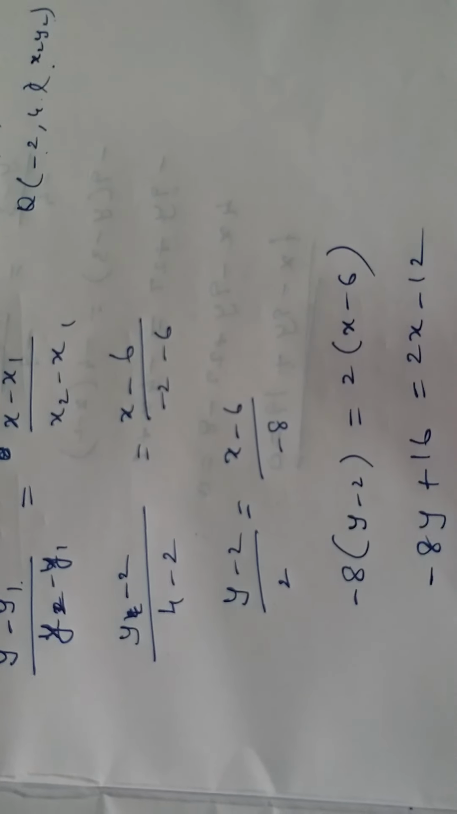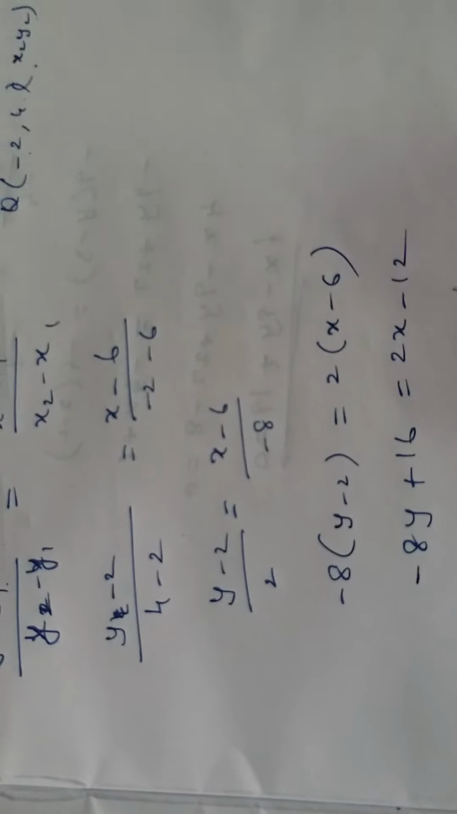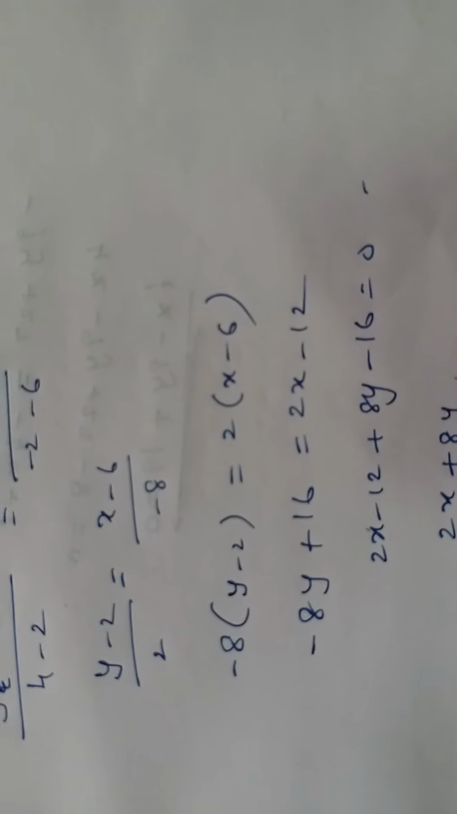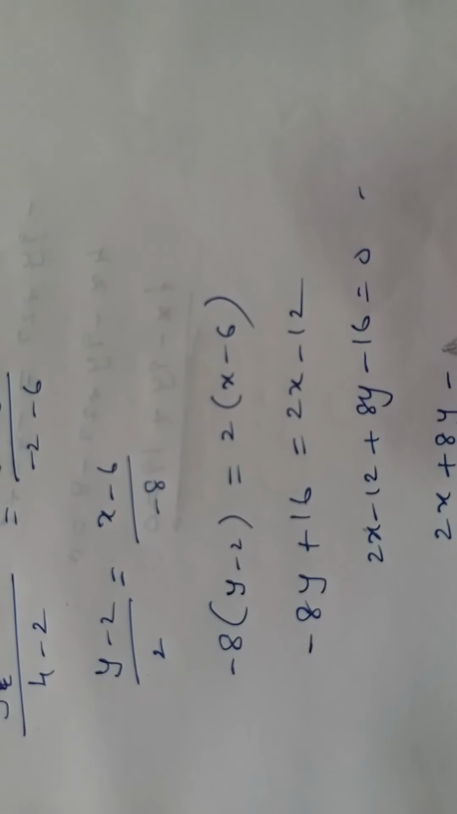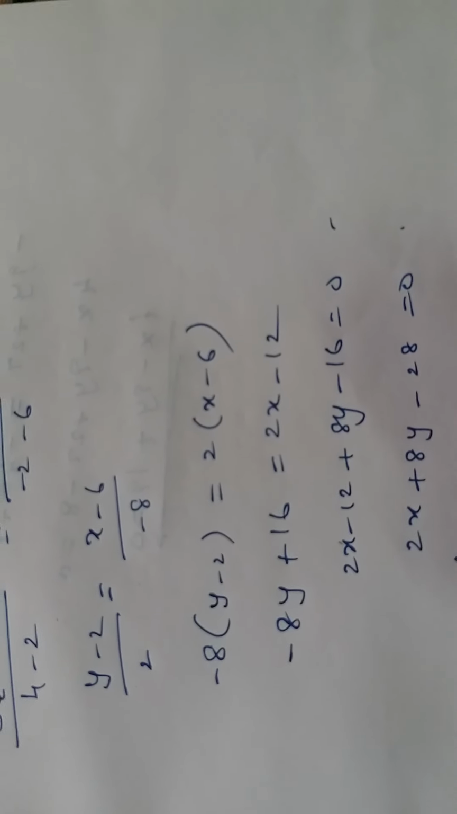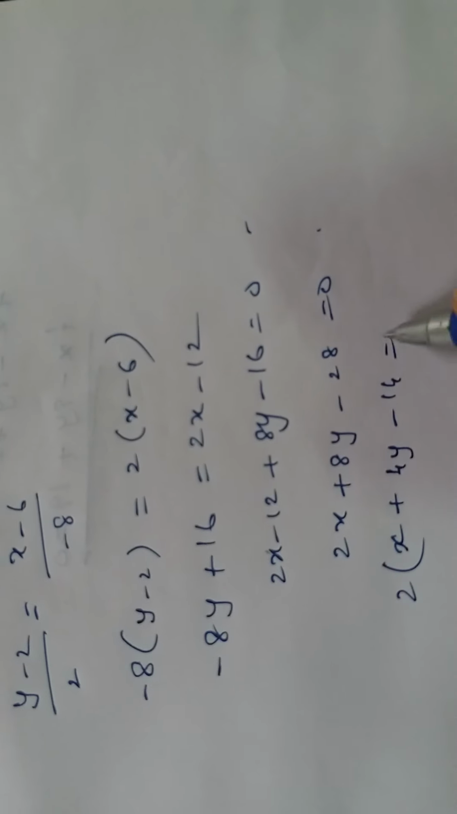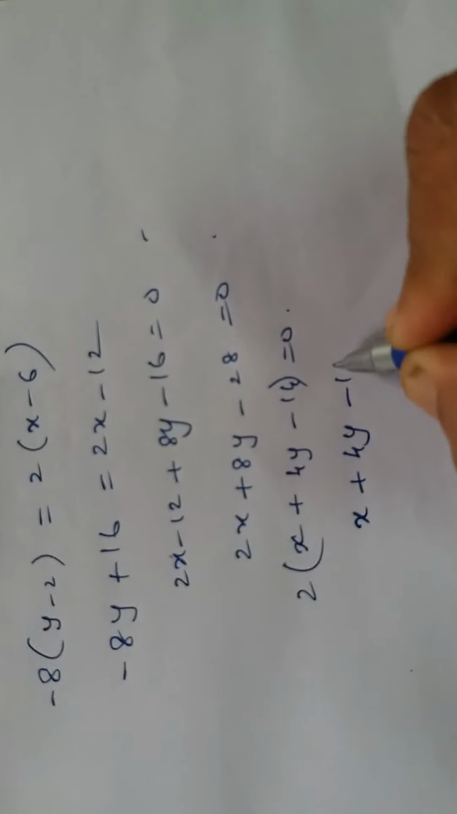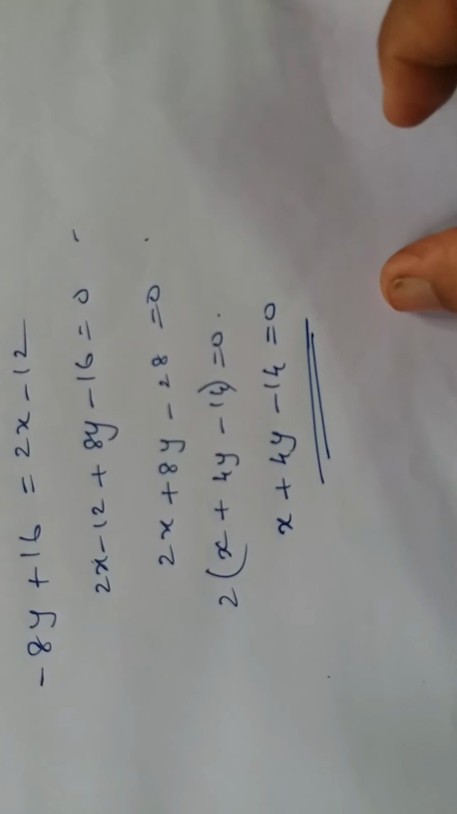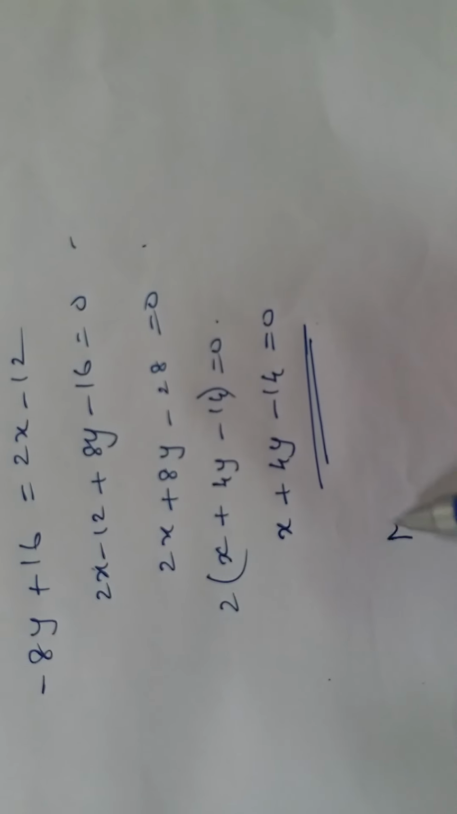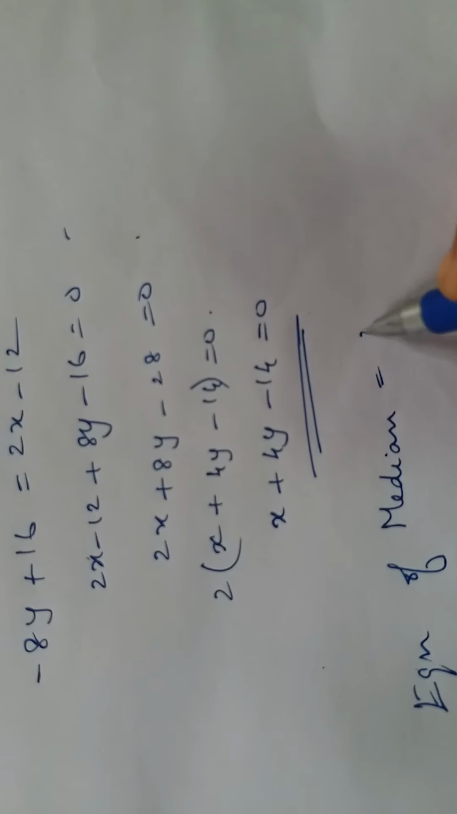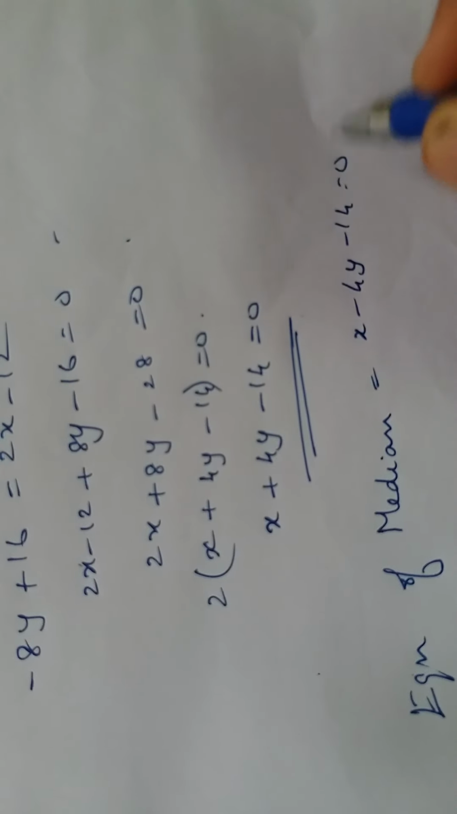So bring these two terms aside. 2x minus 12 plus 8y minus 16 is equal to 0. So 2x plus 8y minus, add both means minus 28 is equal to 0. So remove 2, means x plus 4y minus 14 is equal to 0. So 2, if it goes outside, it becomes 0. So your equation is x plus 4y minus 14 is equal to 0, which is your equation of the median. Okay.